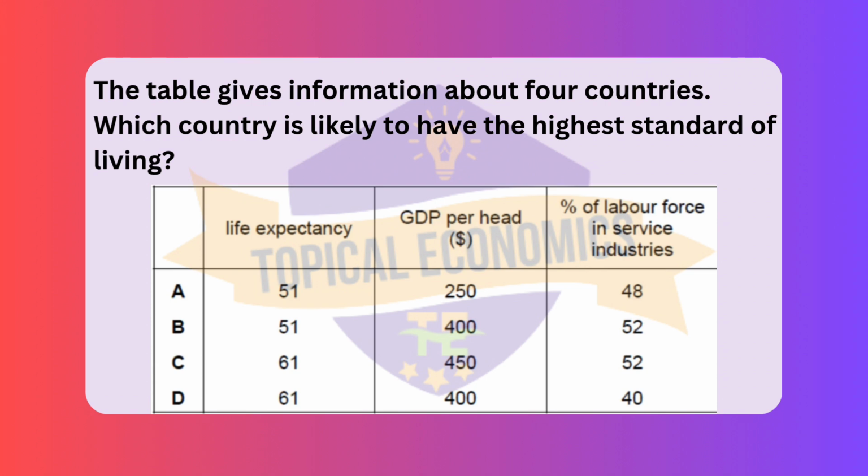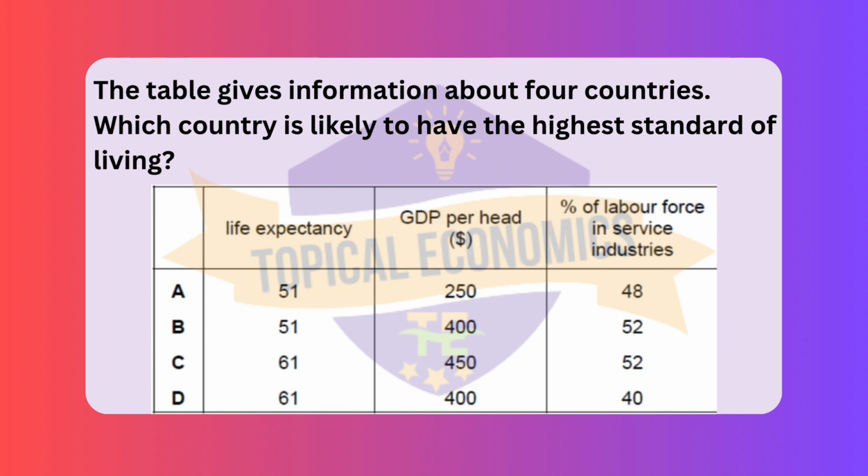The table gives information about 4 countries. Which country is likely to have the highest standard of living? This question is from year 2017 May-June version 1. The correct answer for this question is option C. In terms of life expectancy of 61 years, this is the highest among the countries, suggesting better healthcare, nutrition, and general well-being. In terms of GDP per head of 450, this is the highest GDP per capita in the table, indicating higher income levels, which is a strong indicator of a higher standard of living.